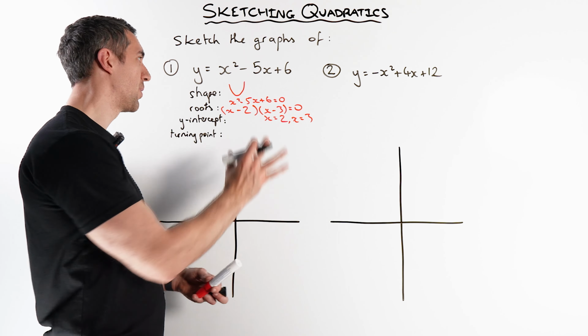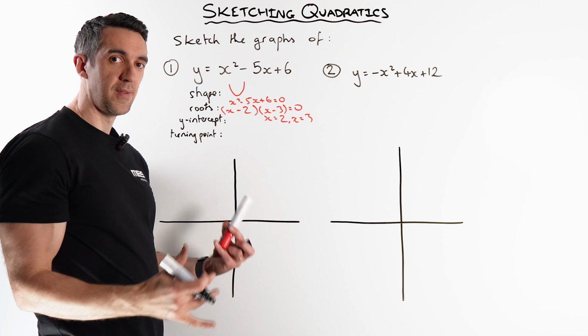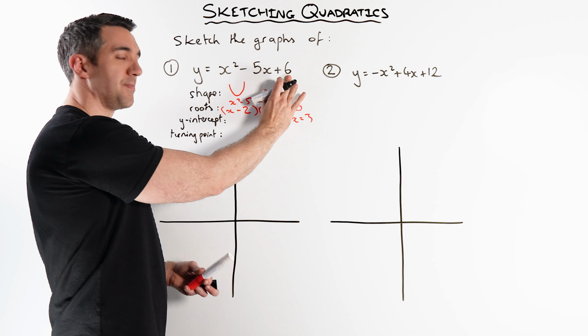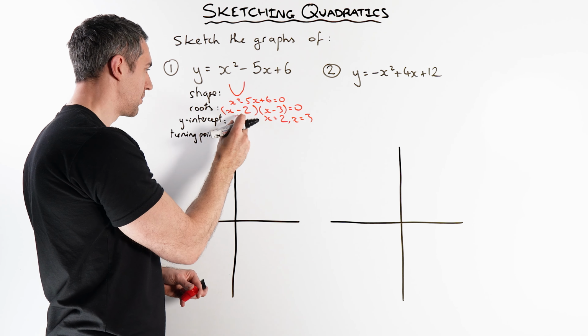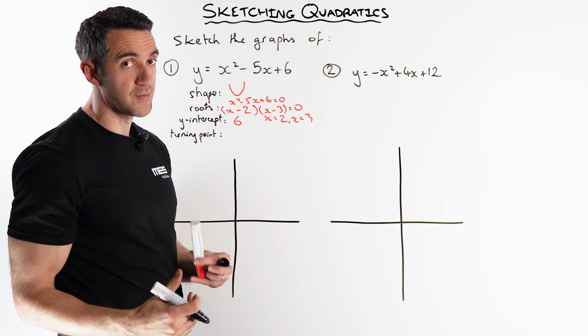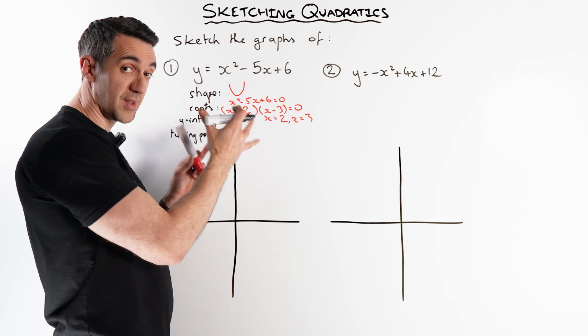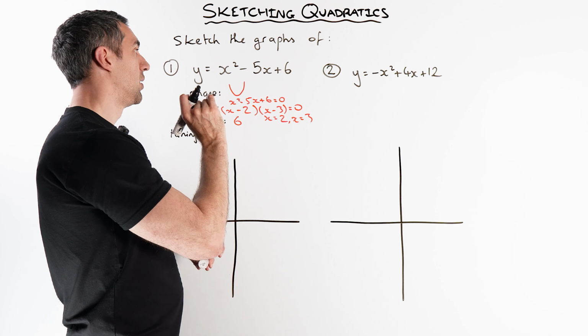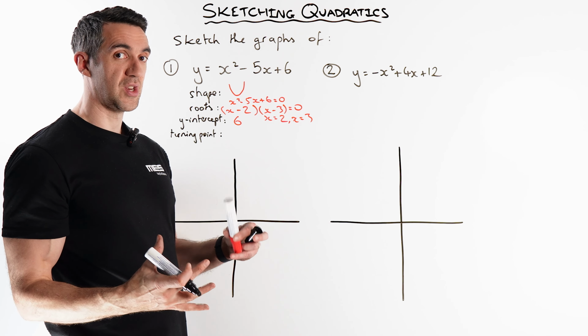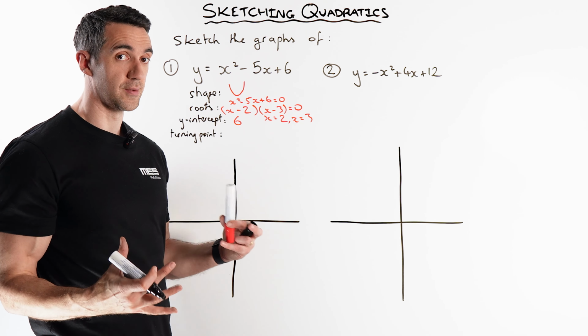Y-intercept, nice and easy when we're given the equation in expanded form. If I put x is 0 for my y-intercept, this disappears, 6 is all that's left. So my y-intercept then is 6. And then for the turning point, now at A level we've got two options for turning point. In the case of a quadratic, we can either complete the square, or if we're at the point where we've done differentiation, we could go through and do the differentiation to find it.